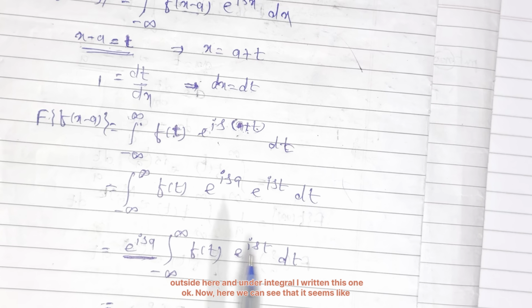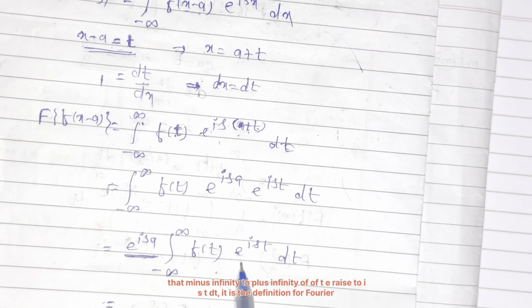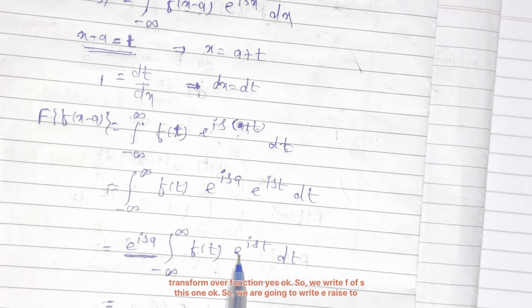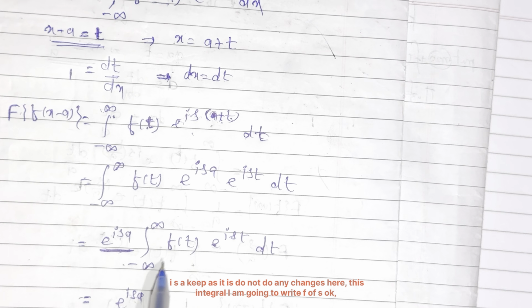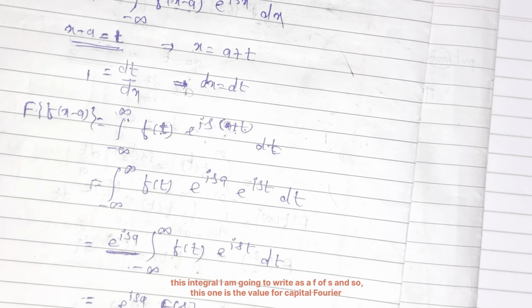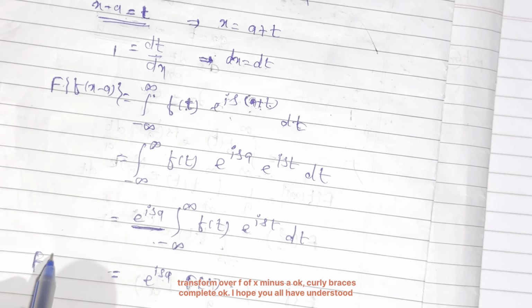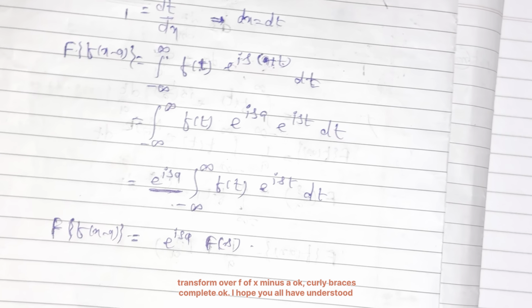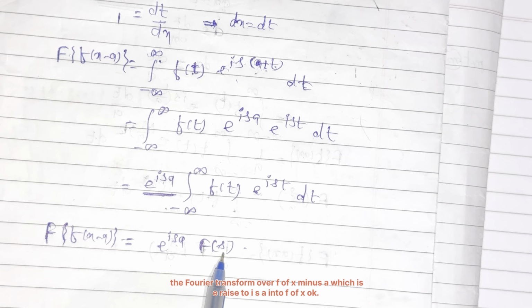Now we can see that the integral from minus infinity to plus infinity of f of t e raised to i s t dt is the definition of the Fourier transform of the function. So we write f of s for this. We write e raised to i s a, keep it as it is, without any changes. This integral I'm going to write as f of s, and so this is the value of the Fourier transform of f of x minus a. I hope you all have understood that the Fourier transform of f of x minus a is e raised to i s a into f of s.